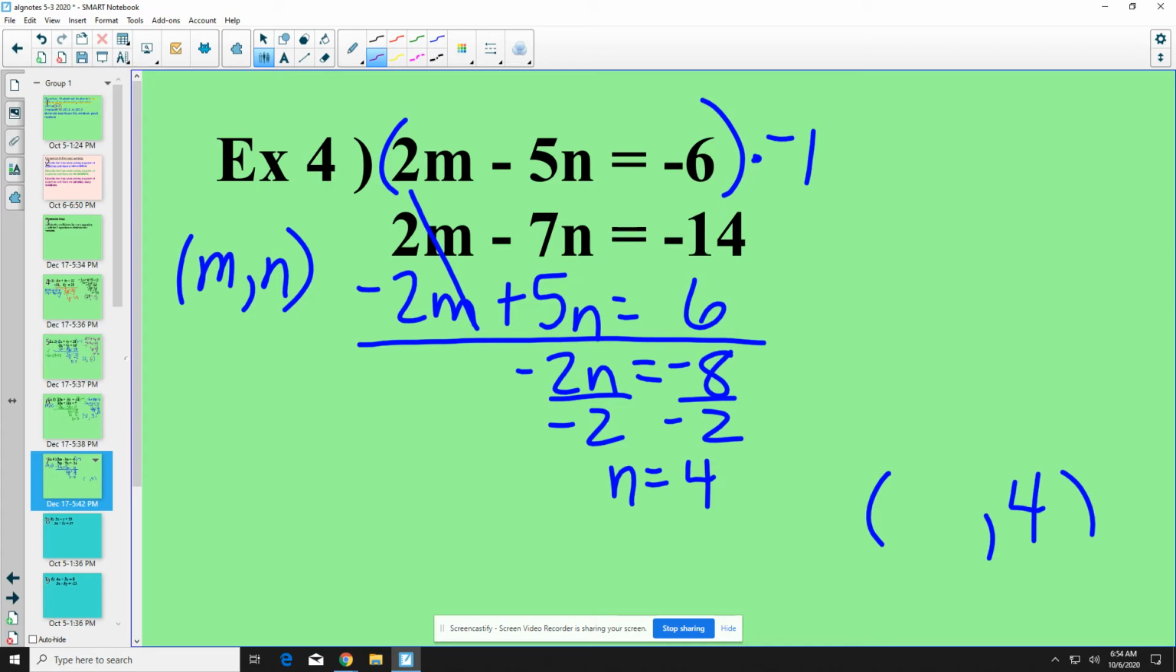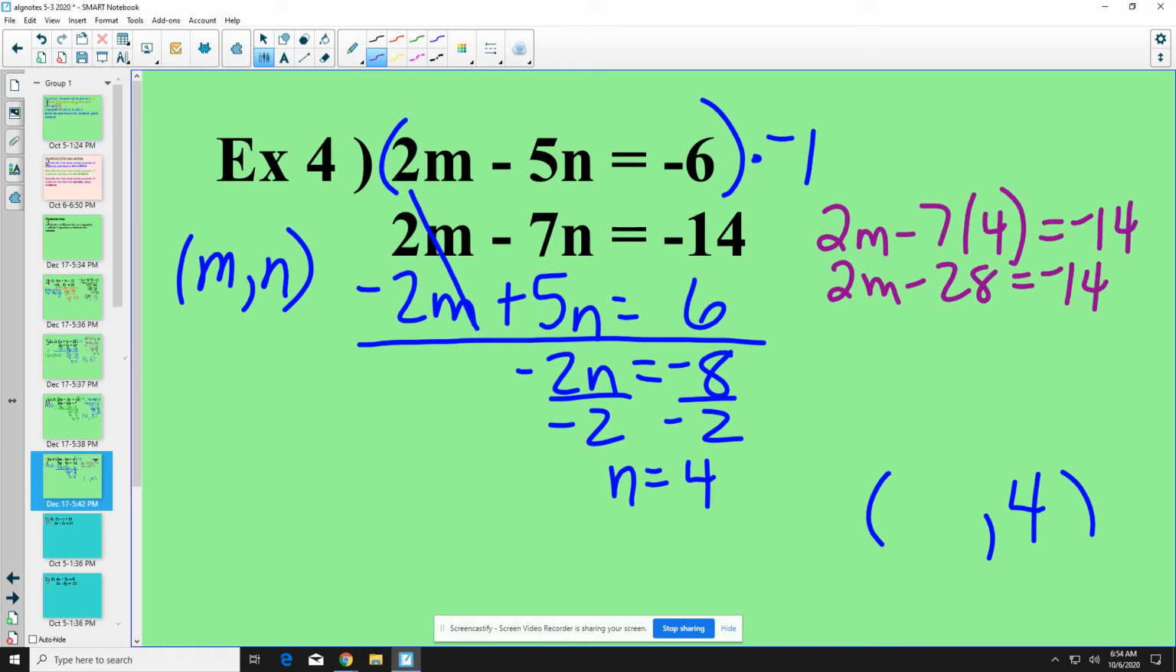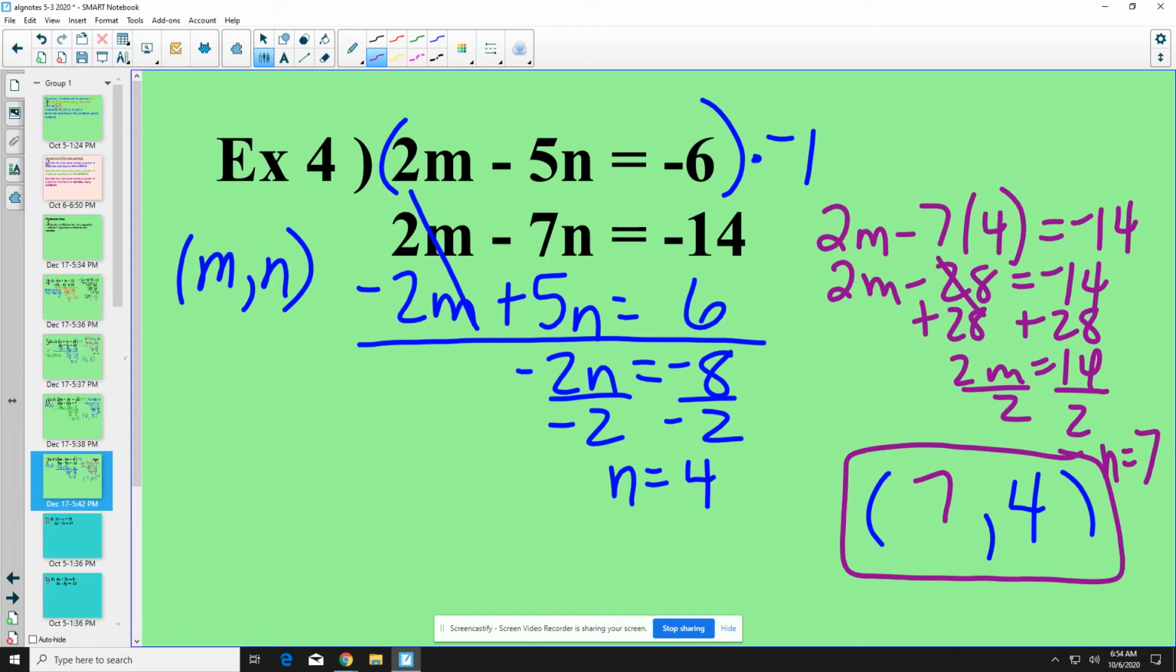Now what we're going to do is take 4 and plug it in one of the equations for n. Maybe I'll use the second one this time. It really doesn't matter. So if I do 2m minus 7 times 4 equals negative 14. Let's see, 7 times 4 is 28. Now I'm going to solve for m. I'm going to add 28 to both sides. I'll get 2m equals 14. Divide by 2. It looks like m is 7. So my solution would be 7, 4.